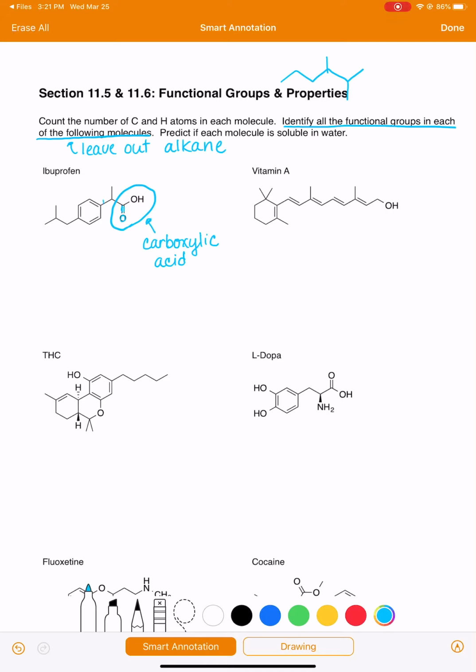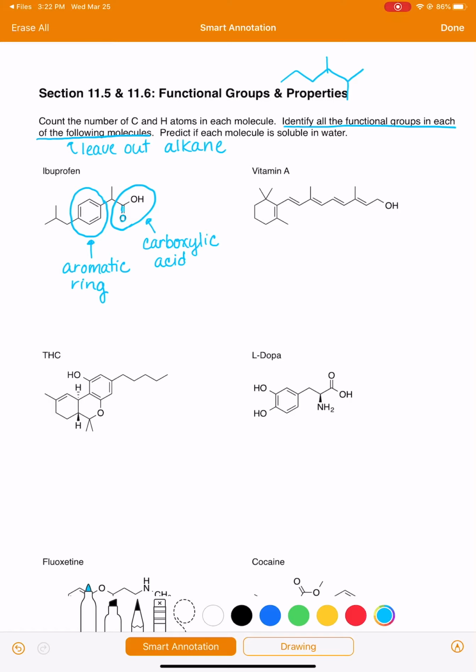So here's another functional group. If you see carbon-carbon double bonds or triple bonds, that's a functional group as well. This is the aromatic functional group. And that's all that this molecule has.